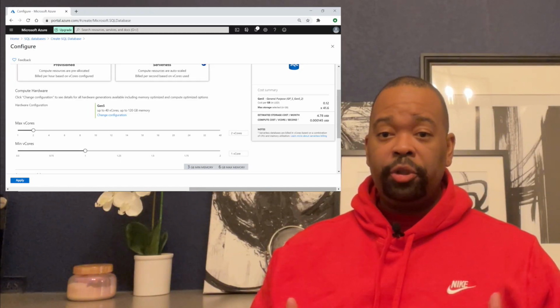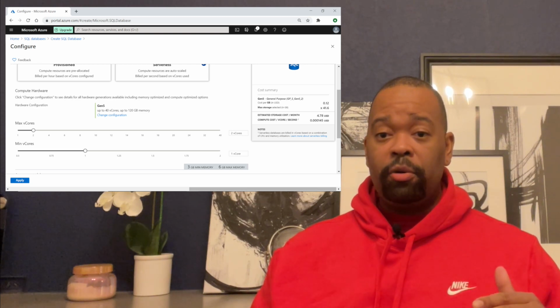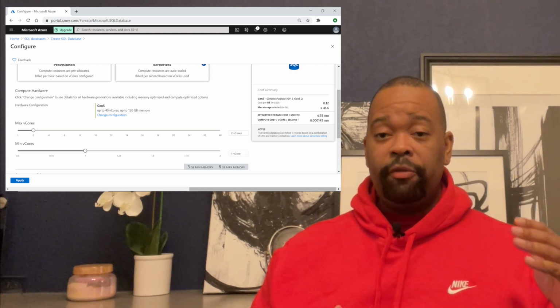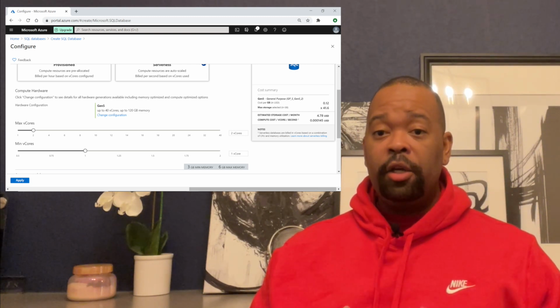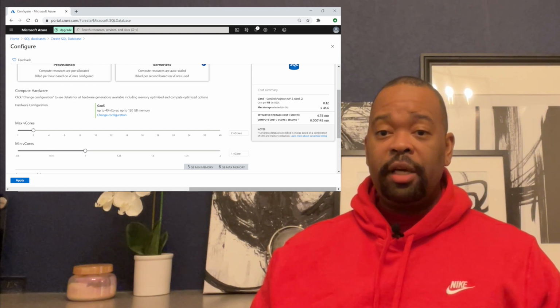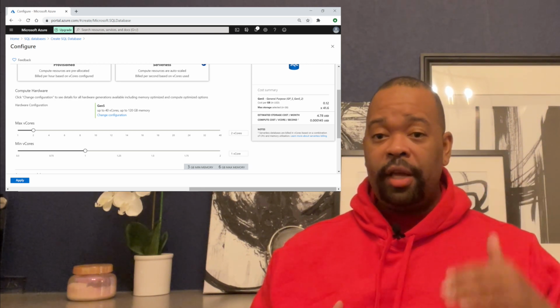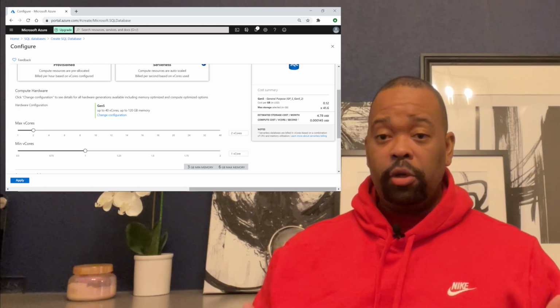Well, one option may be to utilize the serverless model. The serverless model allows you to choose a minimum number of vCores and a maximum number of vCores. And then based on the workload needs, your databases will auto scale up or down to meet that actual workload need. The scaling process will always stay within the minimum and maximum vCore range that you choose. However, this option is only available within the general purpose vCore model.